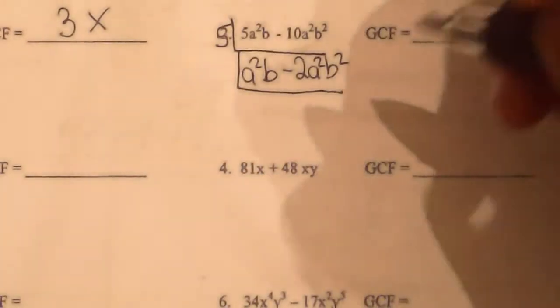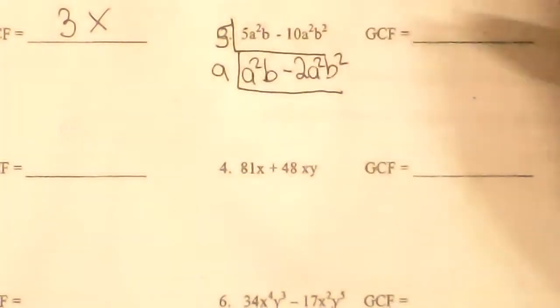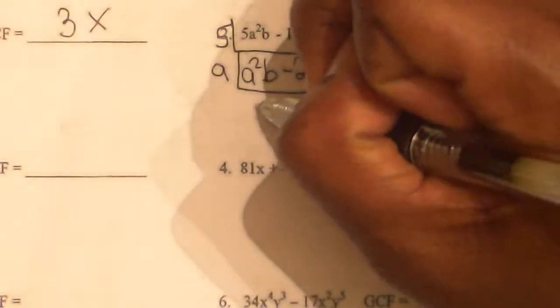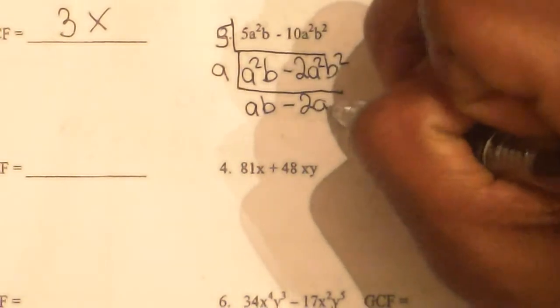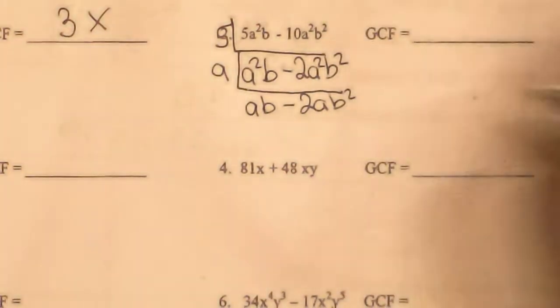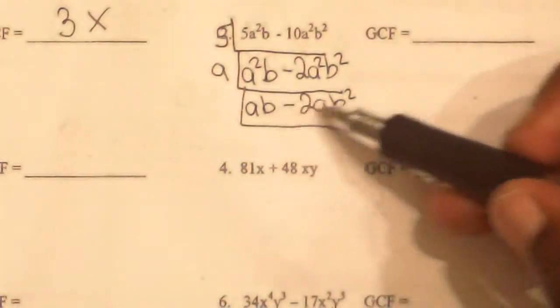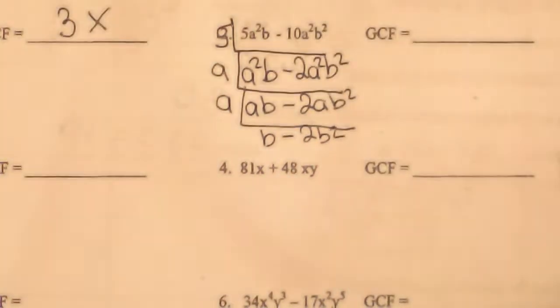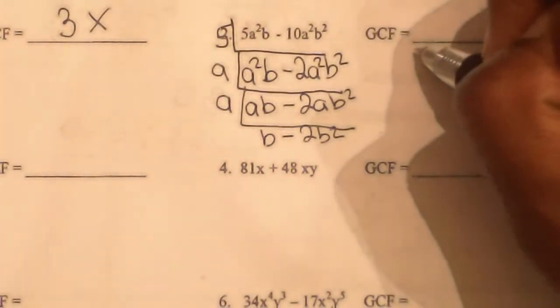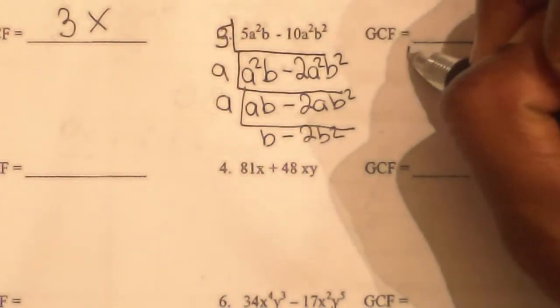I'll do both ways. You could pull out just an a by itself, and that'll leave you with 1a and a b, and then 2 and 1a and b squared, right? But then you look at both of them, they still have an a in common, so you can pull out another a, and that'll leave you a b minus 2b squared. Got it?